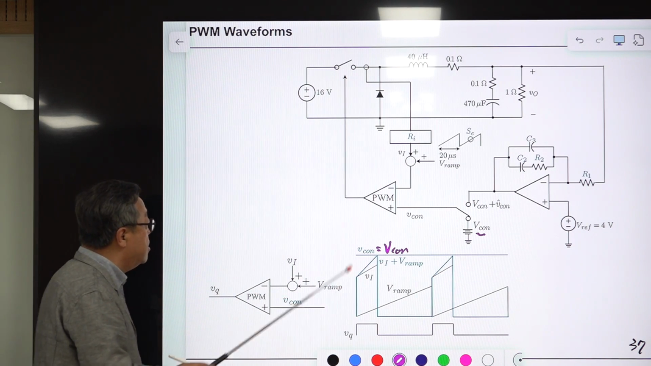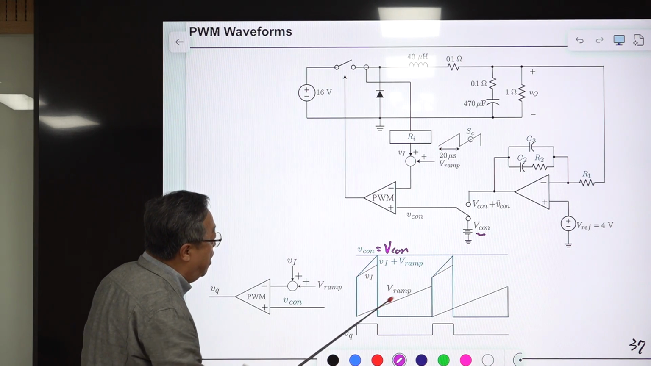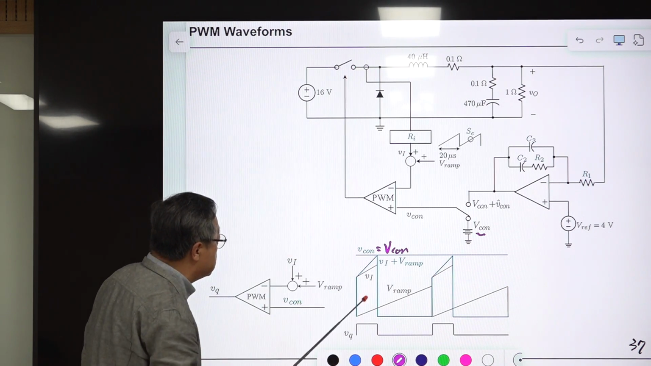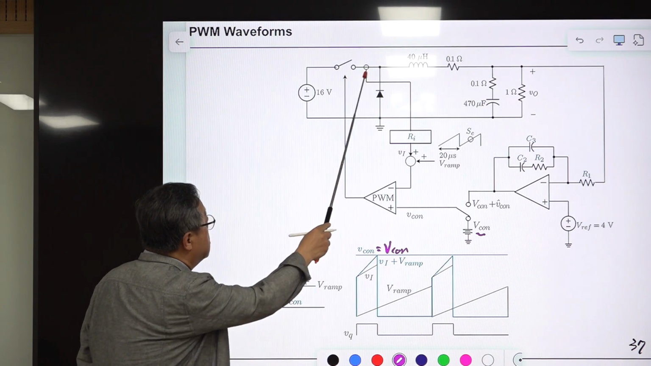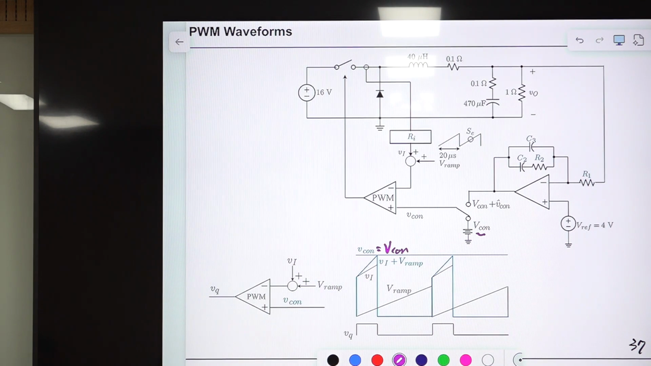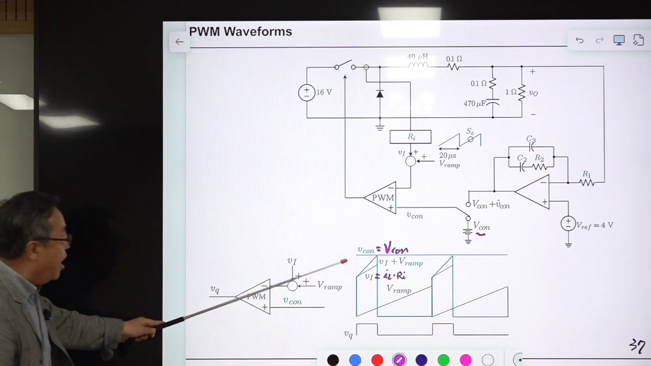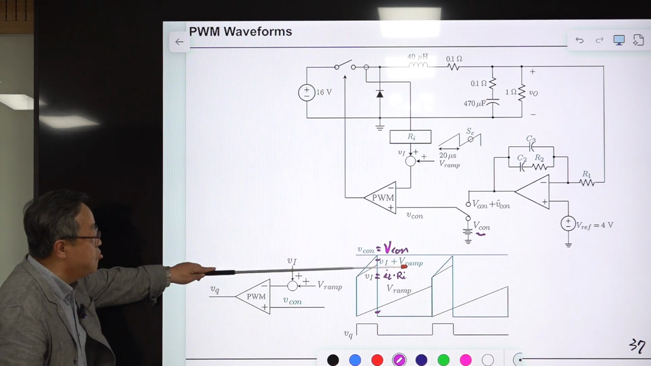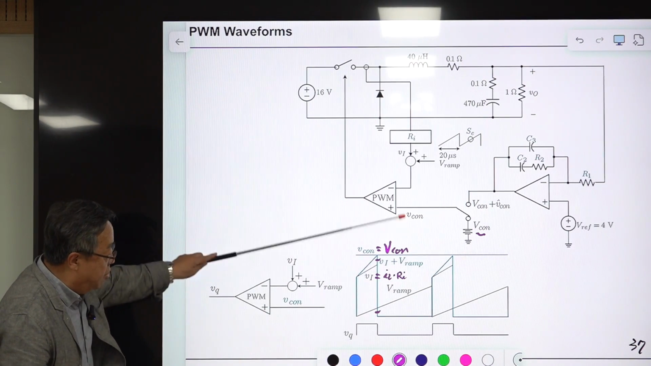And control waveforms. This is the V ramp signal. V ramp is generated periodically, and Vi is the switch current. The switch current is sensed and multiplied by this Ri. That is Vi. So IL or IQ times Ri is Vi. The dimension is voltage, and this external ramp is added to it. So this peak value should be this one. Everything makes sense, right?